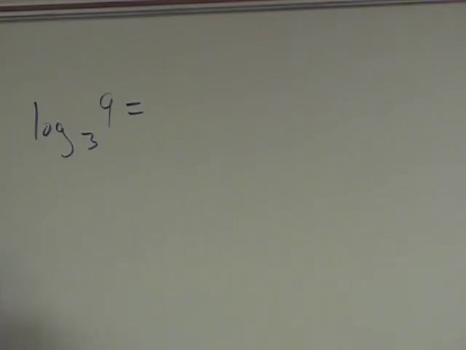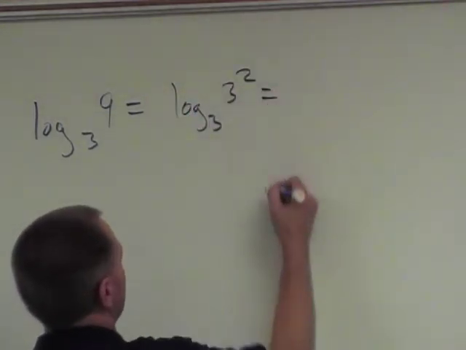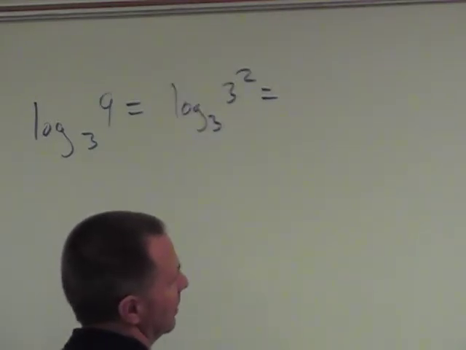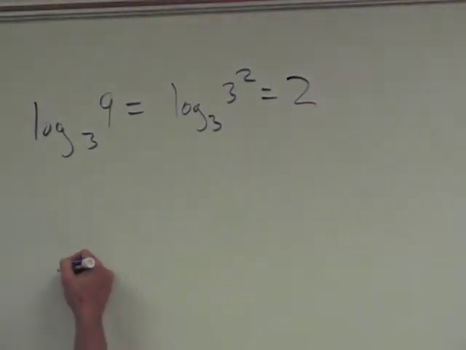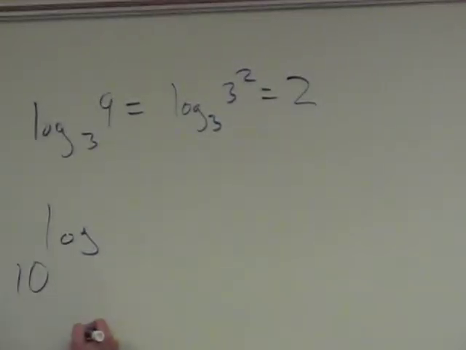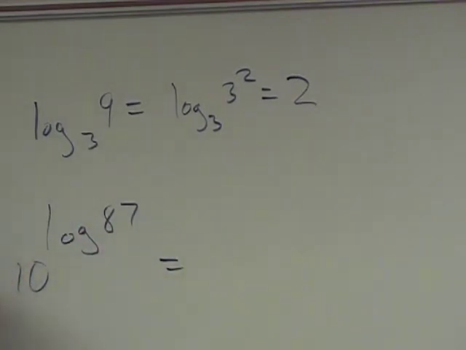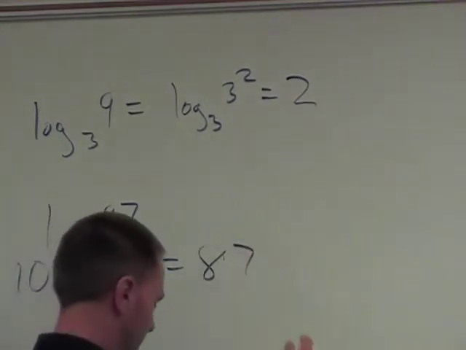The base has to be the same as the other number. So how do I make 9 into 3? 3 to the 3 is 27. 3 squared. What's the answer, Baylor? I go with 2. Yeah. Let's do another one. 10 raised to the log of 87 equals what? 87. Thank you.